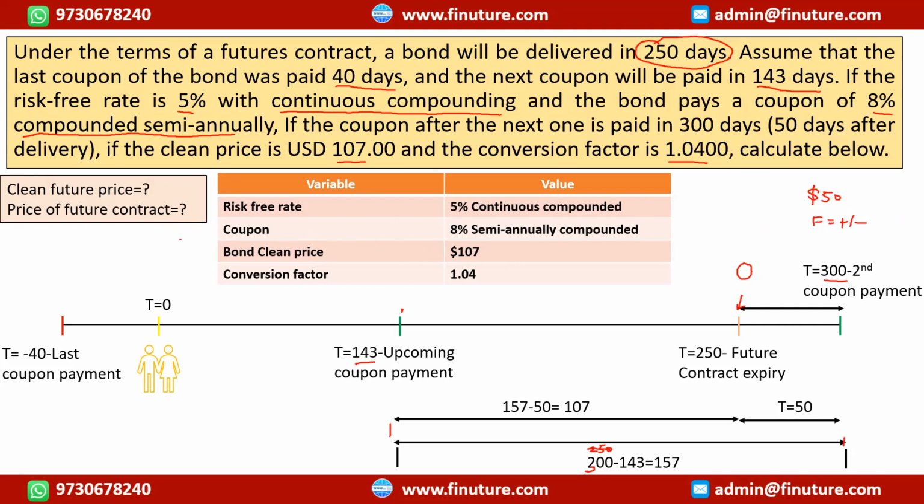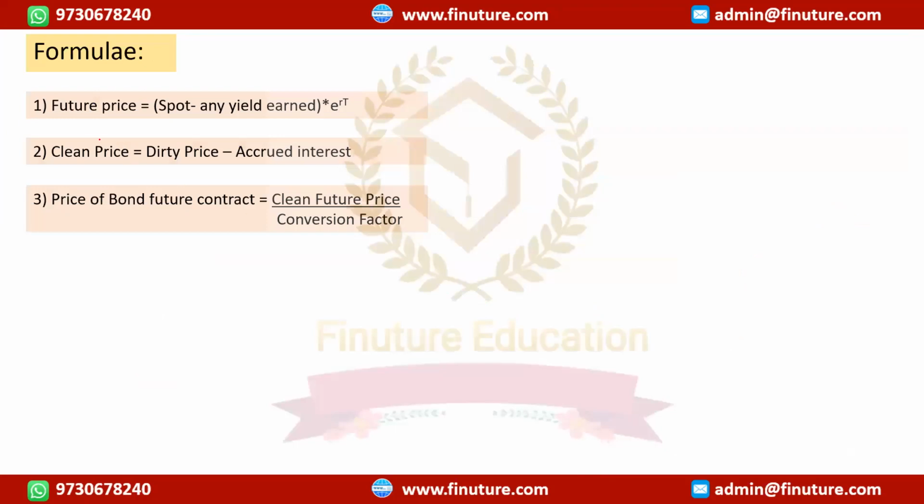Basically we need two things: the underlying bond future price and the price of the future contract. Let's see how we do it. It's a bit of a tricky question, but stay focused and you will follow this. There are three formulas that we will be using.